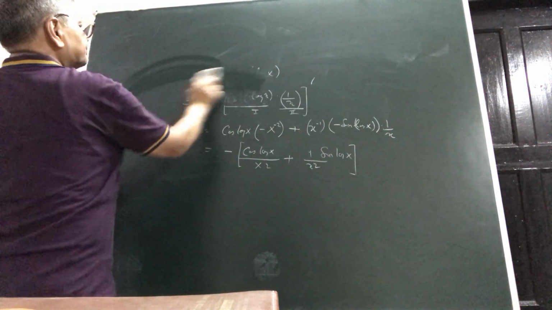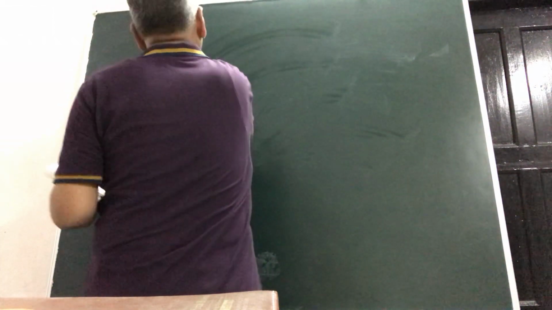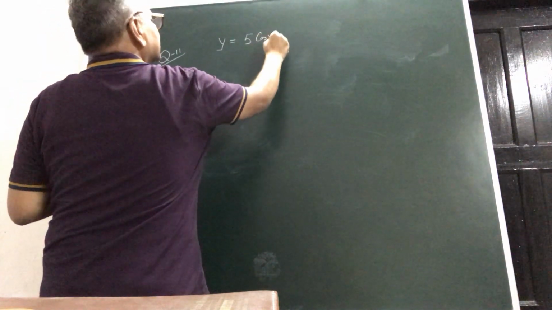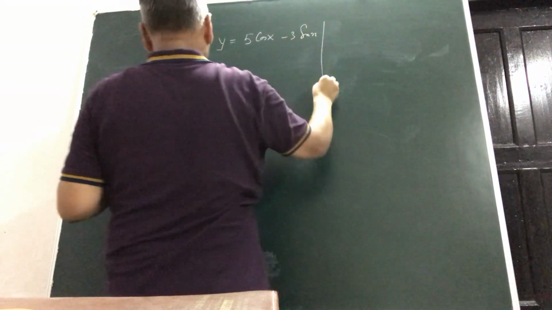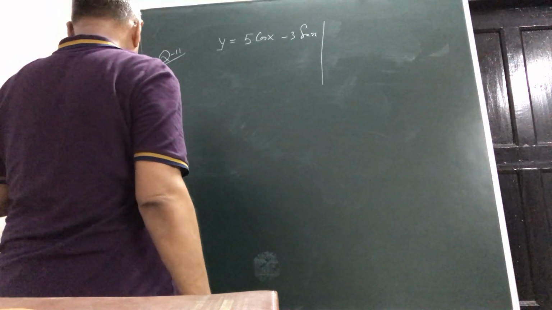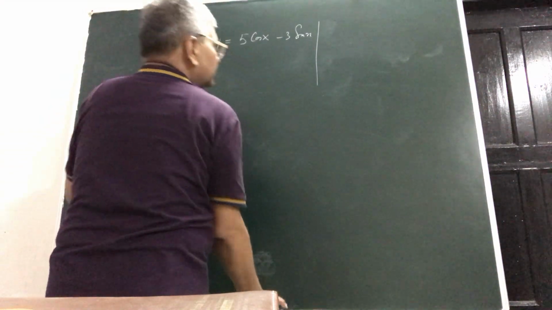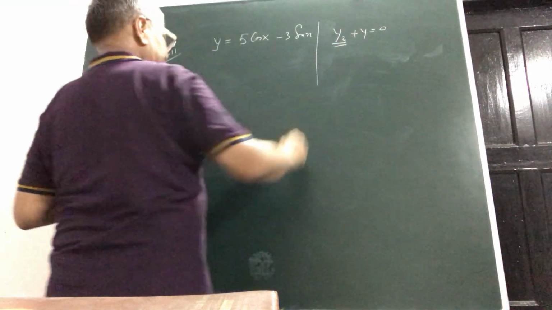Now look at question number 11. It says that if y is equal to 5 cos x minus 3 sin x, then you have to prove that d2y by dx2 plus y is equal to 0. What you have to prove: y2 plus y is equal to 0. Means y2 is what? Second derivative.